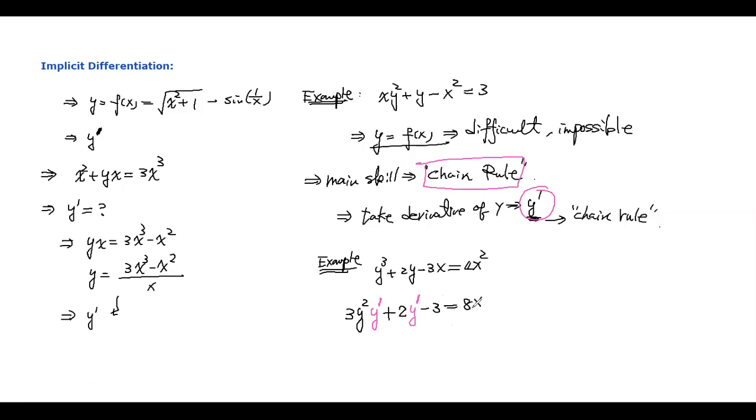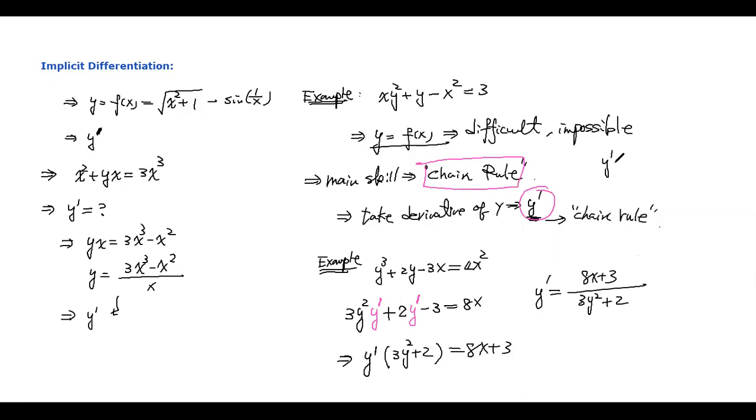It's 8x. So now in order to find the y prime, you can factor the y prime out. So this is 3y squared plus 2, then this is equal to 8x plus 3. So you get y prime equal to (8x plus 3) over (3y squared plus 2), because y prime is what I'm looking for.